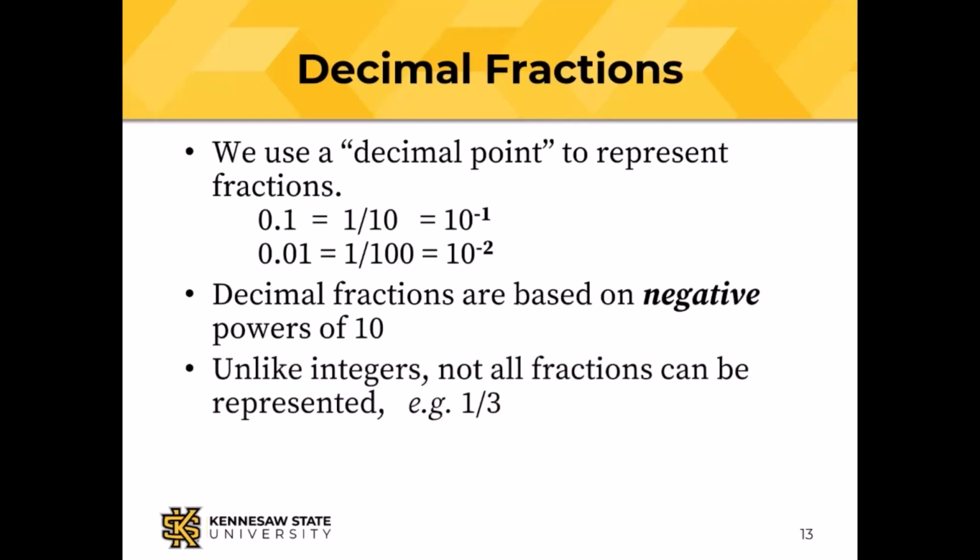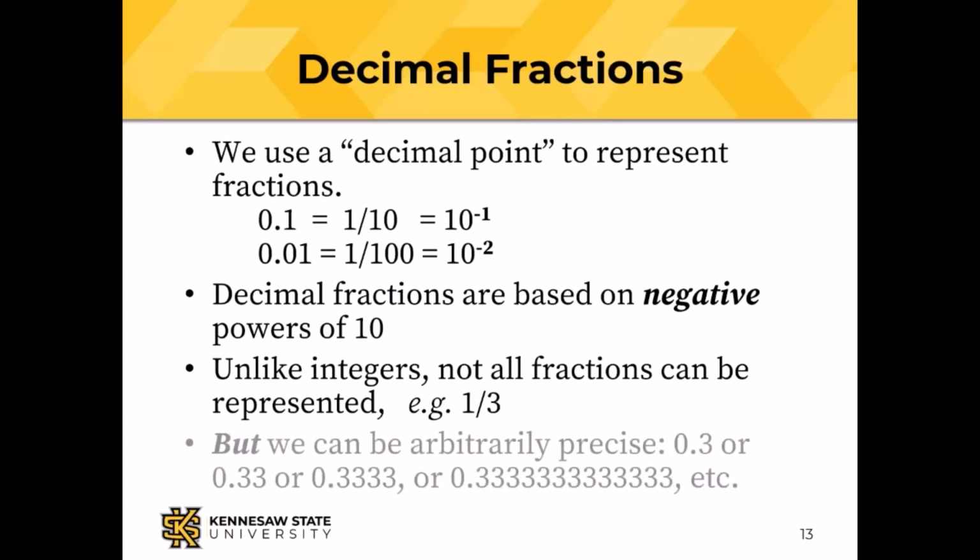Not all fractions can be represented exactly. The fraction 1/3 cannot be represented exactly with decimal fractions. But I can be as precise as I need to be. If 0.3 is not close enough, I can say 0.33 or 0.333 or a zillion or so threes. Now there is a problem with that, and the problem is that when we do things with computers, we're doing finite precision arithmetic. So I can't have an unlimited number of 3s. I've got a limit, and the limit is the size of my computer word. Okay?